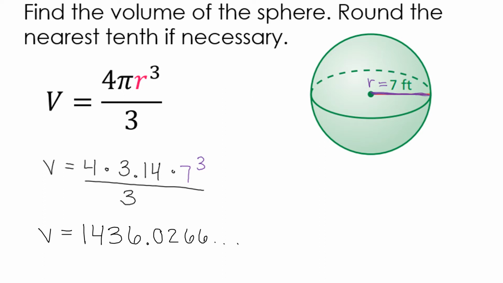We need to round to the nearest tenths, so that's where the 0 is located. Look next door, that 2 is less than 4, so we're going to let it rest. Our final answer is 1,436.0, I'm going to leave it off, feet to the third power.